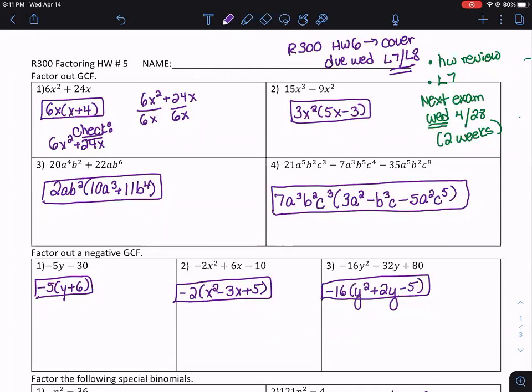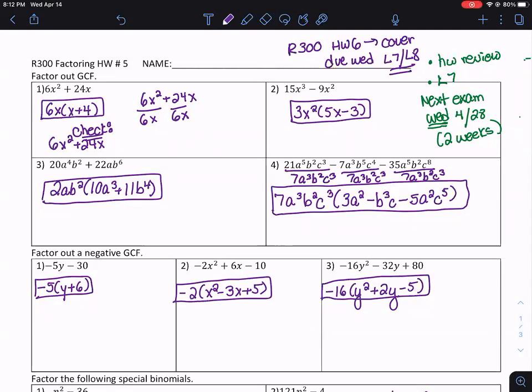Finally, for number 4, and this is one where you might have wanted to do this. So 7A cubed B squared C cubed, 7A cubed B squared C cubed, and 7A cubed B squared C cubed. So 7 is the largest that goes into 21, 7, and 35. A to the 5, A to the 3, and A to the 5 again. We're going to go with A to the 3, B to the 2, B to the 5, and B to the 2. We go with B to the 2. And C to the 3rd would be the smallest in all the C's.